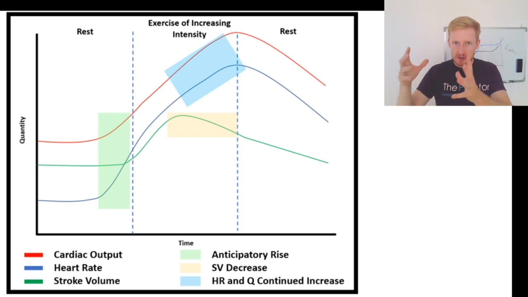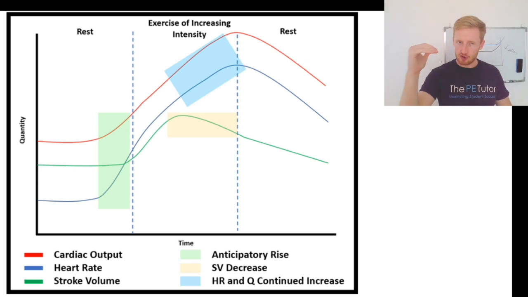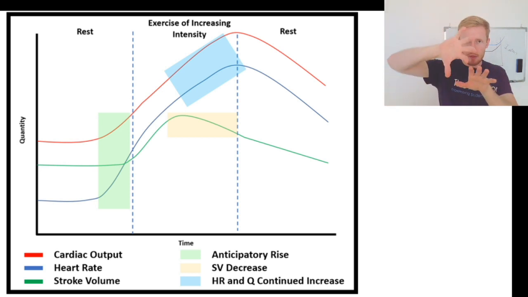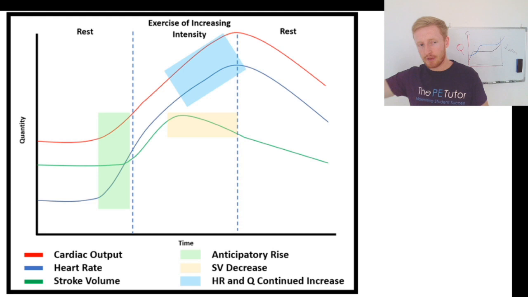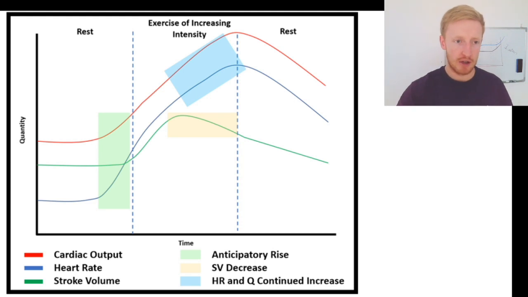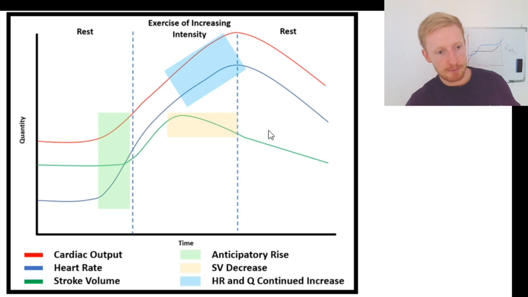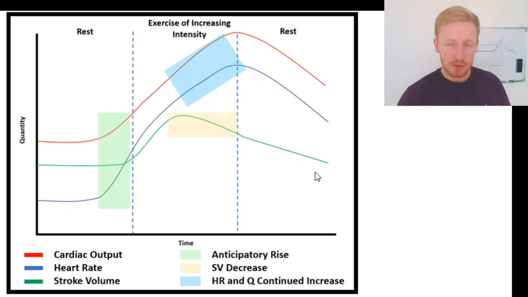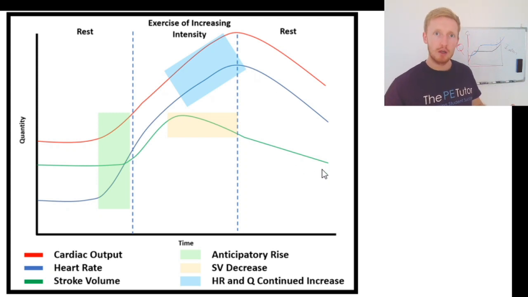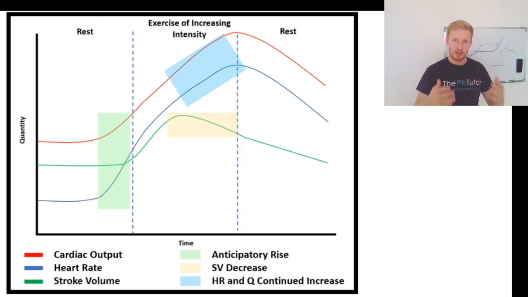If exercise intensity plateaus, heart rate, stroke volume, cardiac output, they'll all plateau at the level that they currently met, I should say. And then at the end, once we go into rest, we don't just immediately drop back down to our resting levels. We have this gradual decline as the brain works out that we're no longer exercising, but there's still some recovery required.